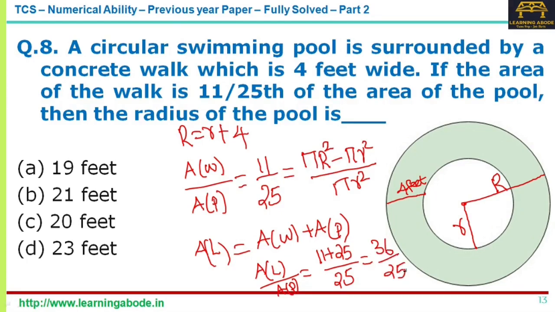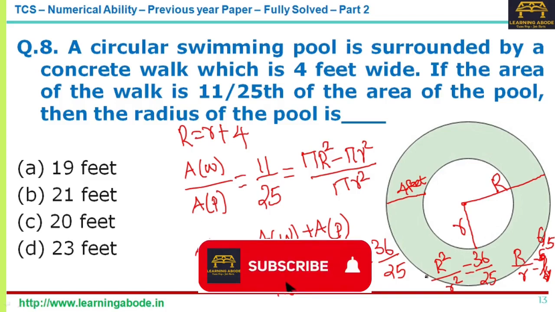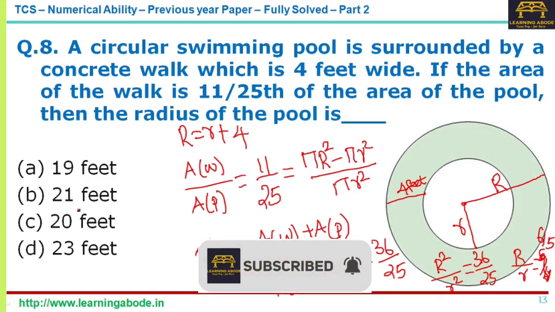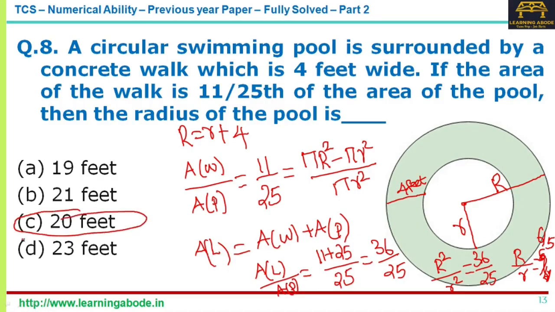Now area, we know, is pi r square. So we get that capital R square by small r square is 36 by 25. From that we get that capital R by small r is 6 by 5. Capital R by small r is 6 by 5. Now just look at the answer choices. Now this is our answer.